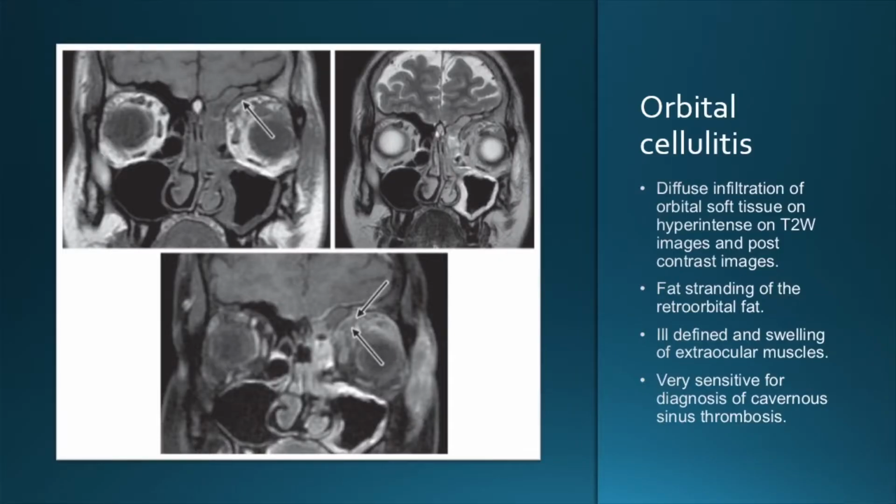In orbital cellulitis, there will be diffuse infiltration of the soft tissues, hyperintense on T2 weighted image, and on contrast, it will show enhancement. There will be retroorbital fat stranding. Here we can see the fat stranding in T1 weighted image with multiple enhancement of the fat containing tissue, diffuse thickening of the muscles, and ill-defined margins, suggestive of inflammation in left eye.